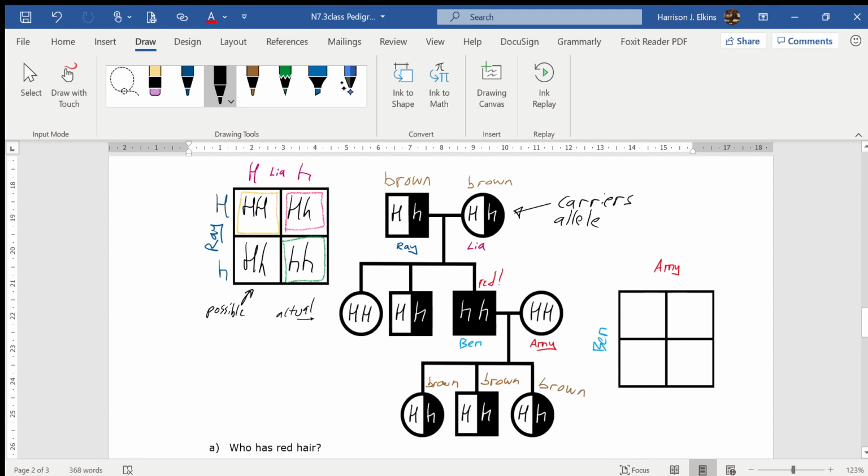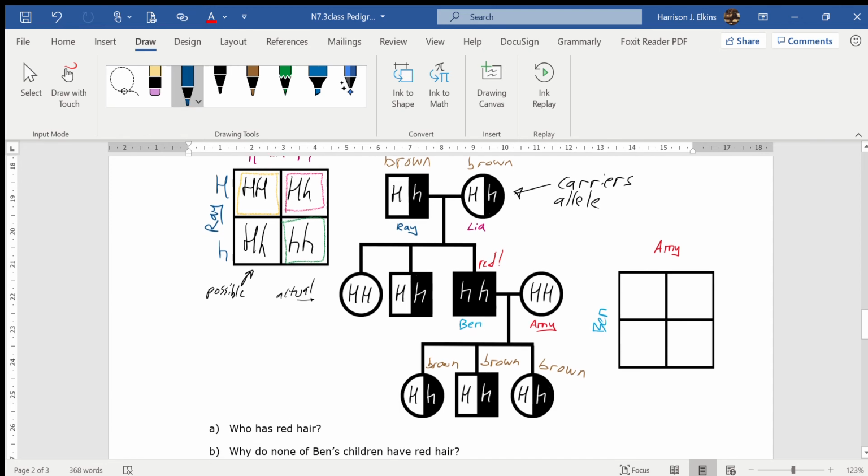All right, so Ben has red hair, and so we're going to use lowercase letters here to represent the Punnett square for the red hair for Ben and Amy on this pedigree. That kind of rhymes. Not really. So Amy, what does she have? Well, she has a dominant and a dominant. Now we figure out the reason why none of their kids have red hair.